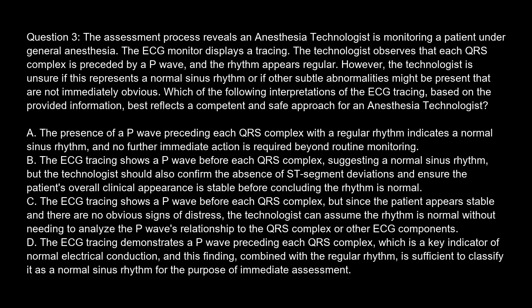Option C. The ECG tracing shows a P wave before each QRS complex, but since the patient appears stable and there are no obvious signs of distress, the technologist can assume the rhythm is normal without needing to analyze the P wave's relationship to the QRS complex or other ECG components. Option D. The ECG tracing demonstrates a P wave preceding each QRS complex, which is a key indicator of normal electrical conduction, and this finding, combined with the regular rhythm, is sufficient to classify it as a normal sinus rhythm for the purpose of immediate assessment.